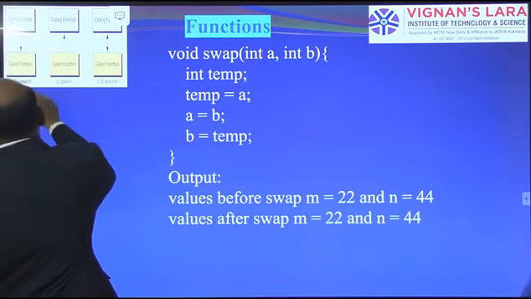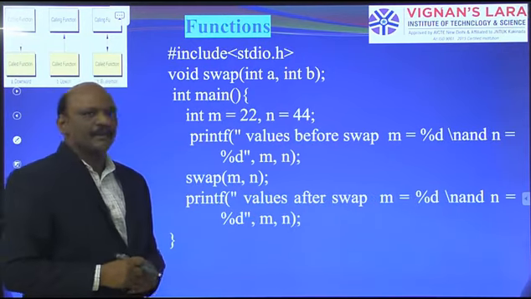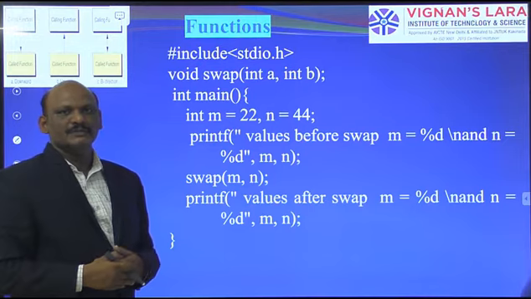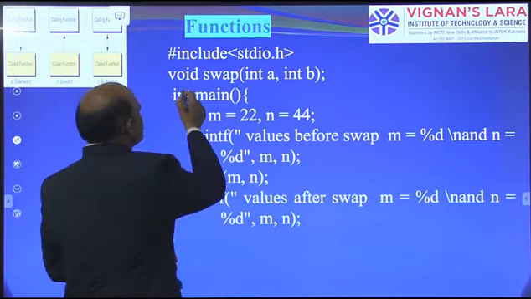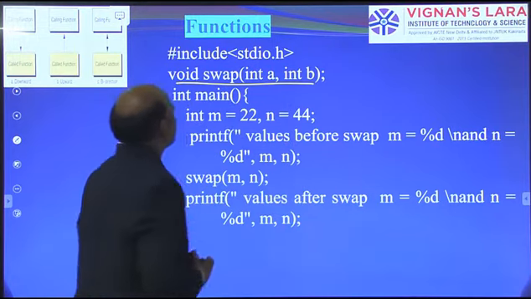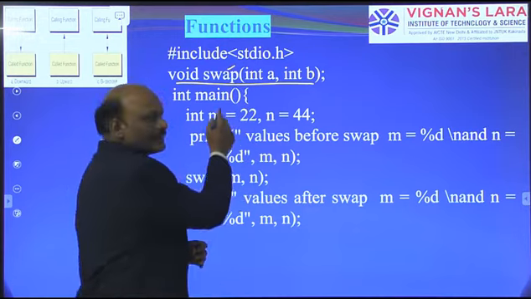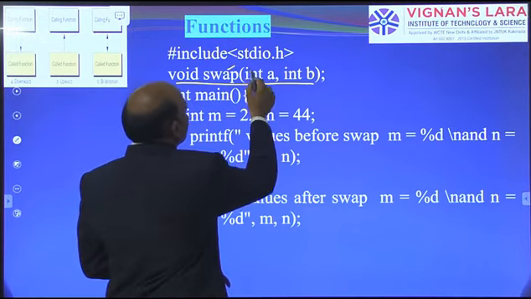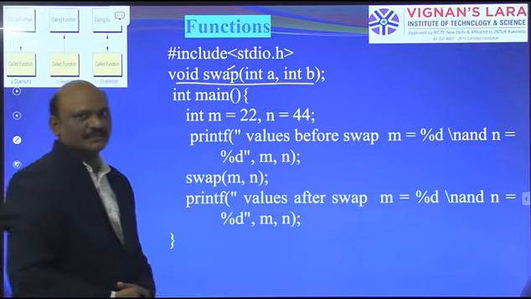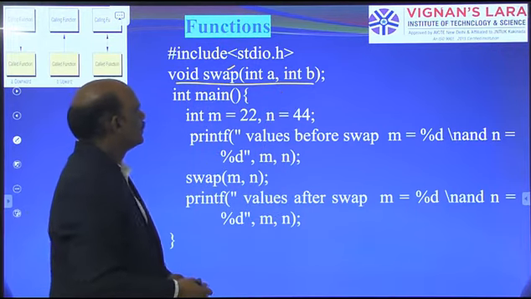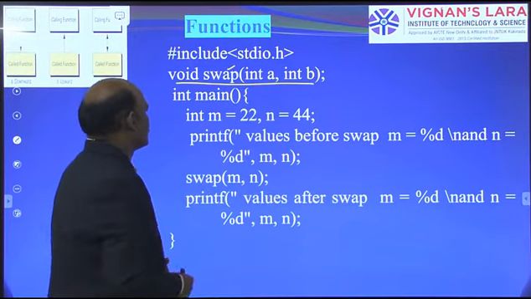Now, write a program to swap two integers by using call by value. This is the function declaration. The function name is swap, its return type is void, and it takes two integer arguments for swapping two integer values.